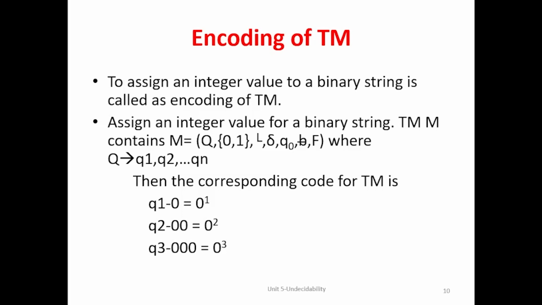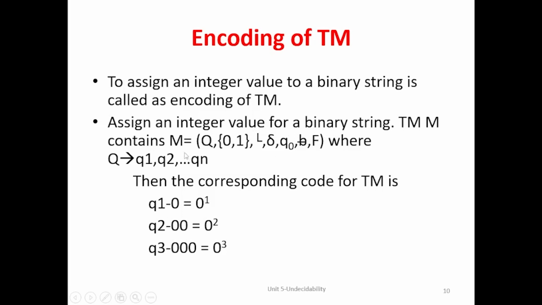So if you want to implement an undecidable problem solution, first we should go for encoding. The meaning of encoding is that the set of states, input tape symbols, and replacement symbols, all of which are available in a Turing machine, should be written in a binary format. That is the meaning of encoding. If you assign an integer value for a given binary string, that notation is called encoding of Turing machine, which means that we should assign 0 and 1 for an input alphabet symbol sigma.